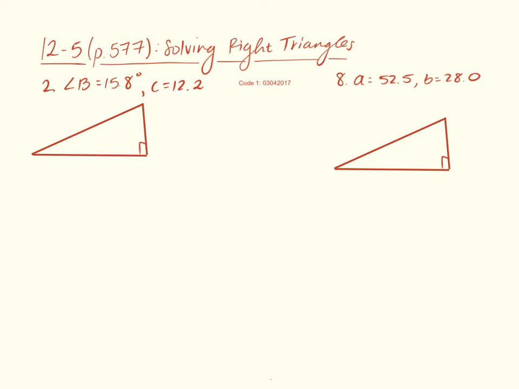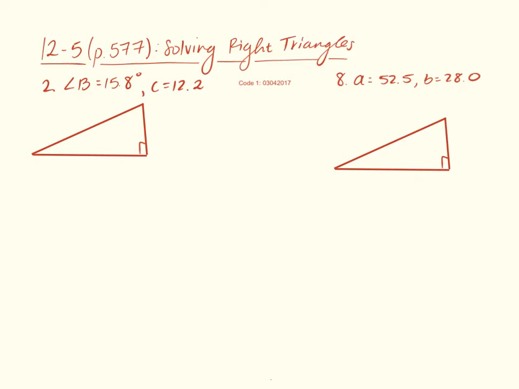Alright, so we're going to start off today's video by looking at 12.5. Specifically, we're going to be looking at solving right triangles. So in these problems, they're going to give us pieces of a right triangle and they want us to find the remaining missing pieces. So let's start off by looking at number 2.